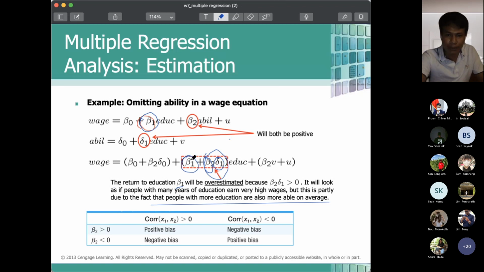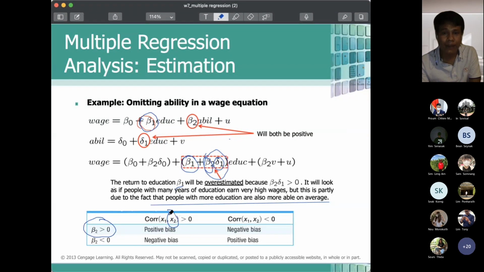Here, you look at the table below. Remember, the omitted variable is x2. If x2 has a positive correlation with x1, and x2 has a positive correlation with your dependent variable, the estimate will have positive bias, meaning that it's larger than the true estimate. It's bigger than the true parameter.